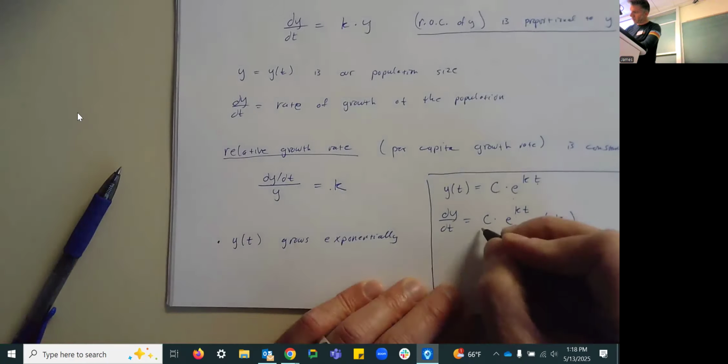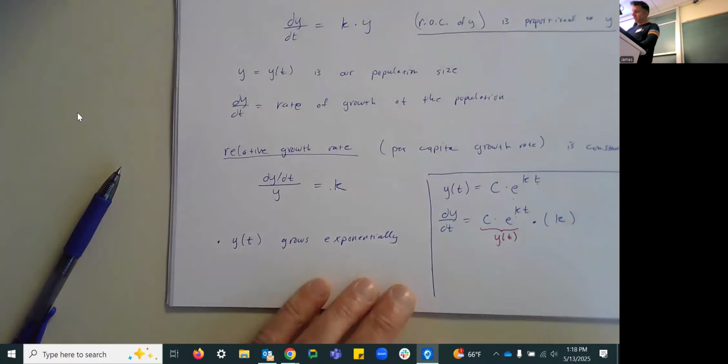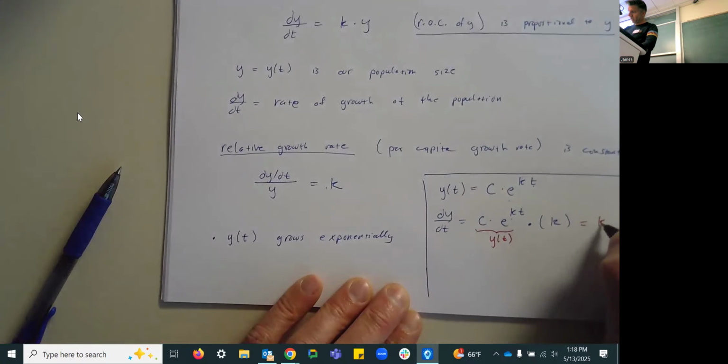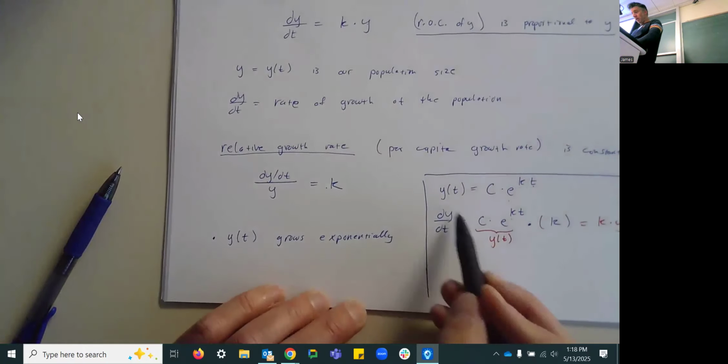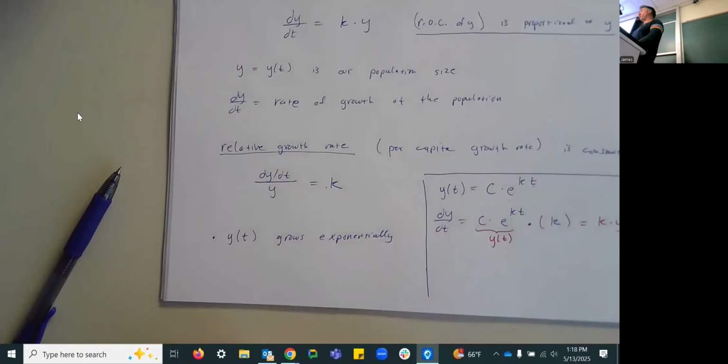That's just your y of t. So this is literally equal to k times y. So the rate of change is proportional to the population size, or the rate of growth is a multiple of the population size. So that just means we have exponential growth, or again, decay if the population is declining.